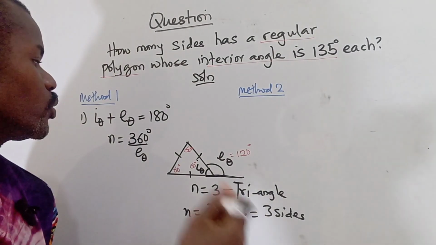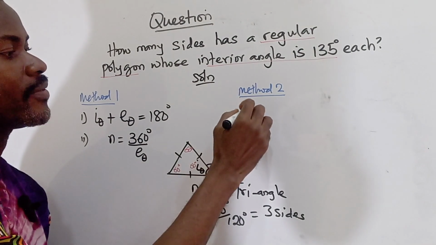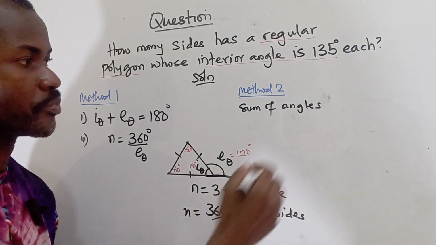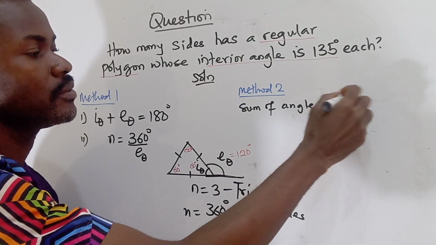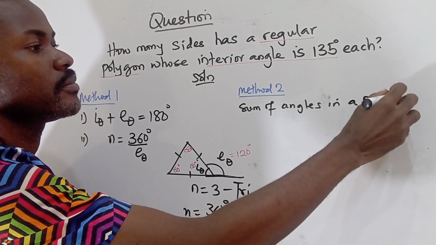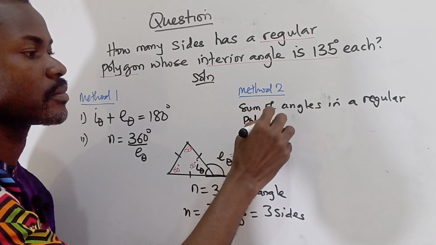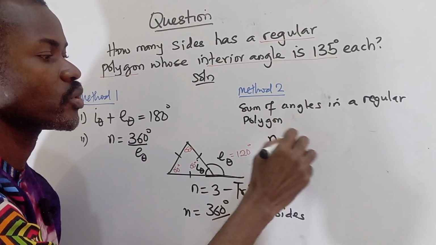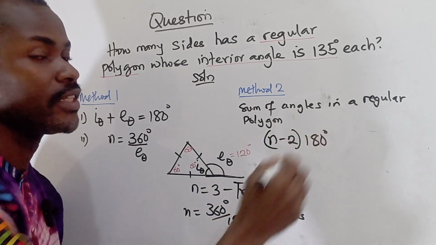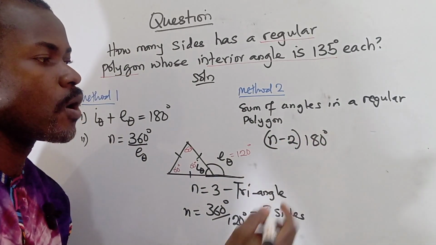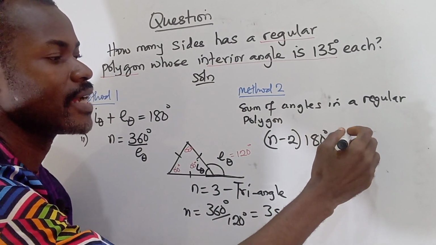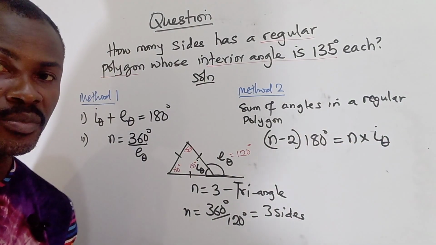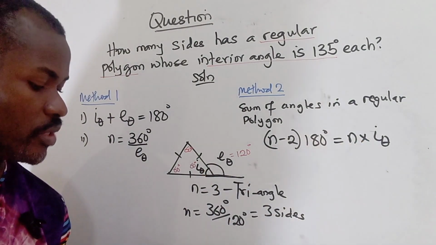Now another method we can use is the sum of angles in a regular polygon. The sum of angles in a regular polygon can be expressed as n minus 2 times 180 degrees. Or another expression is n multiplied by the interior angle. Let's check this with respect to this.